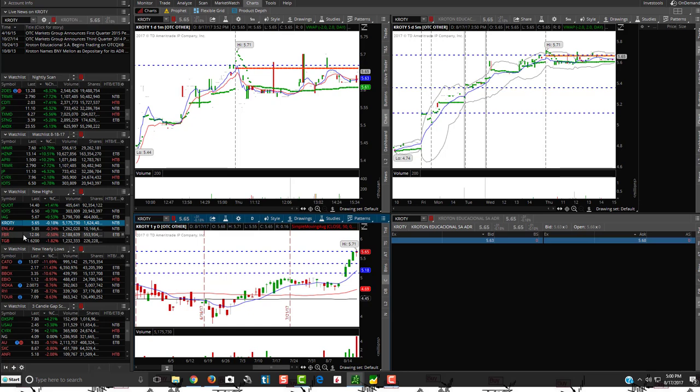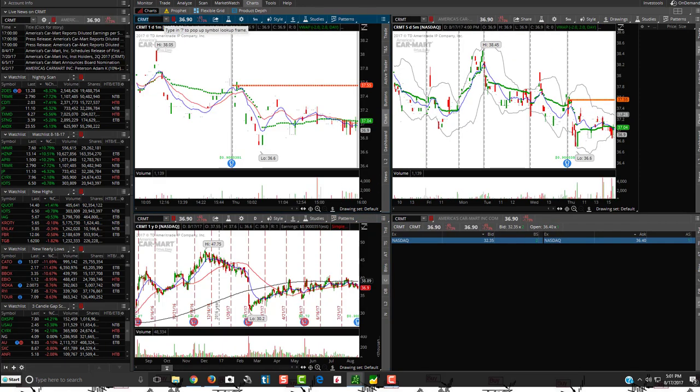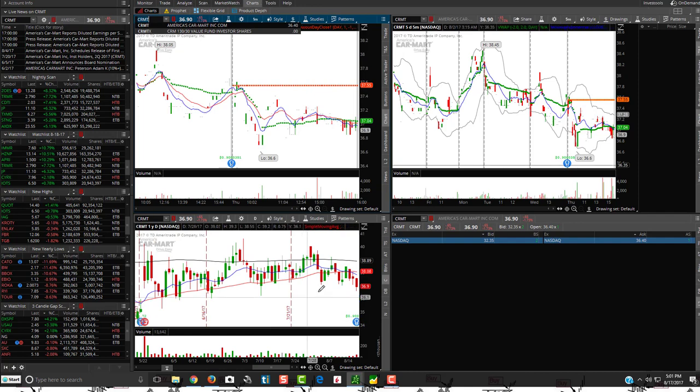Catalan police officials said there has been an explosion in a house in Catalonia. An incident connected to Barcelona van attack, 1 dead in that explosion. CRMT, America's Car Mart, reporting 90 cents on revenues of $146 million. That's Charlie Romeo Michael Tango. Let's see, CRMT. Well, that one's been fading, so we'll see what happens after hours.